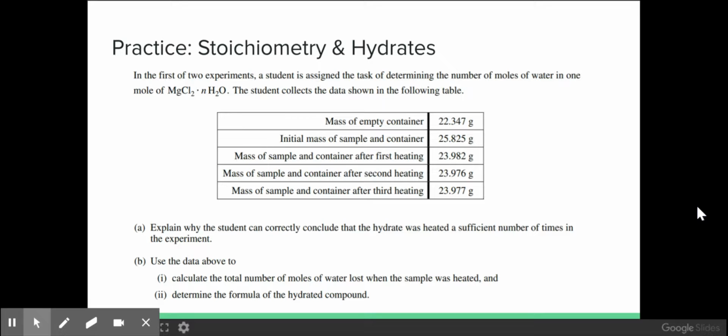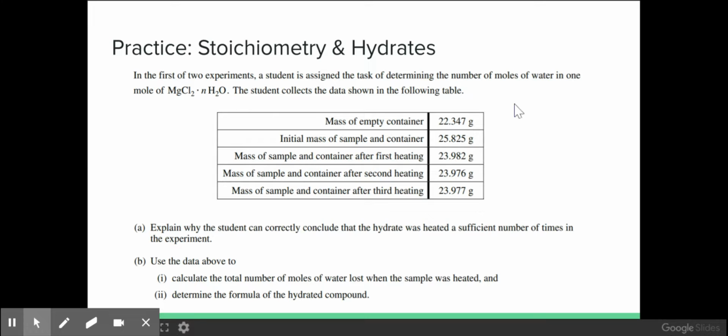All right, guys, this is our last practice problem that covers stoichiometry and what we approached in our summer work. This is actually a practice AP exam question, taken straight from an AP exam. And we're dealing with a hydrate, magnesium chloride, that we don't know the coefficient of in front of the H2O for this compound. So we don't know the ratio of the moles of water to moles of the anhydrous compound.